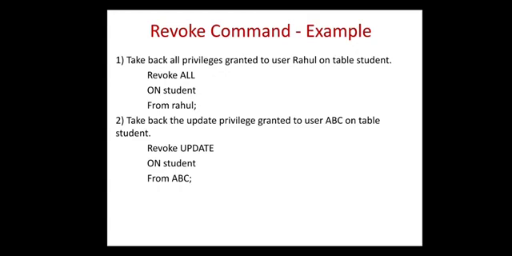Second example is take back the update privilege granted to user ABC on table student. In grant we saw one example where to user ABC we are granting view and update. Now from both of them, view and update, we are taking back only update. So we are writing here the specific privilege: revoke update on student from ABC.